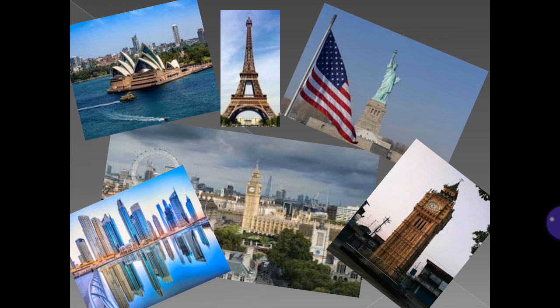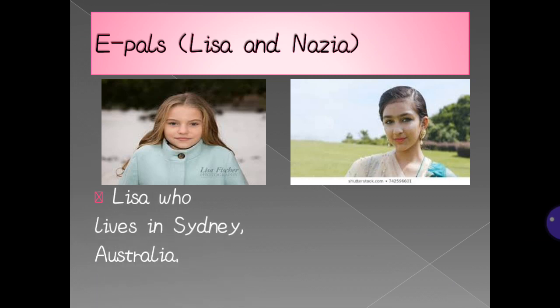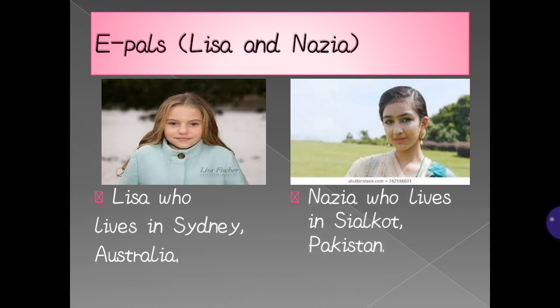We are going to learn about two girls, Lisa and Nazia, who are e-pals, pen friends. They write to each other to get to know each other. Lisa lives in Sydney in Australia, and the other one is Nazia, who lives in Sialkot in Pakistan.